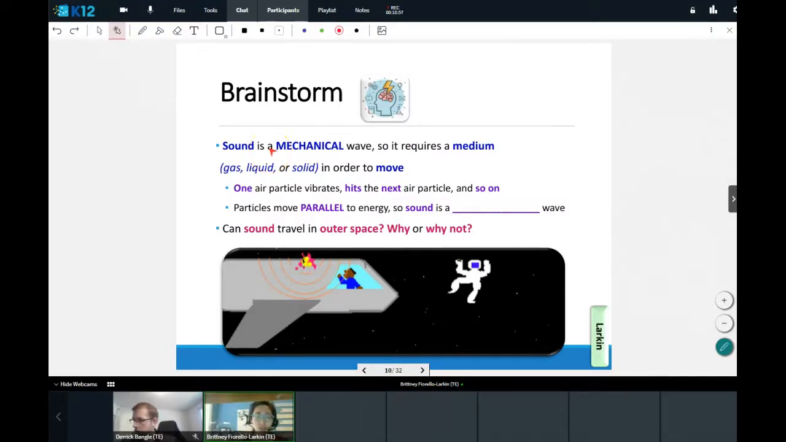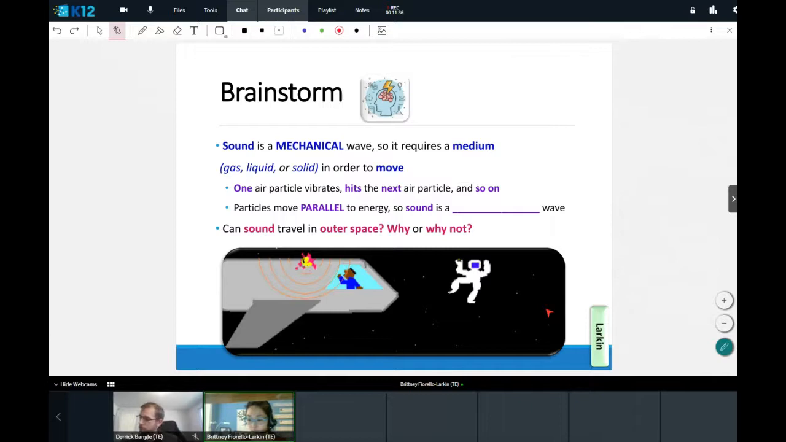All right, so let's go ahead and do a quick brainstorm. So remember that sound is what we call a mechanical wave. We took a look at some examples of mechanical waves during our brain stretch today. So mechanical waves, remember, they do require a physical substance, a medium such as a gas, a liquid, or a solid in order to move. So what's happening in sound is one air particle is going to vibrate, hit the next air particle, and so on and so forth, like a giant game of telephone, but with sound particles. Now, these particles do move parallel to the energy or along with the energy. So sound, tell me in the chat, is that a transverse, longitudinal, or surface wave?